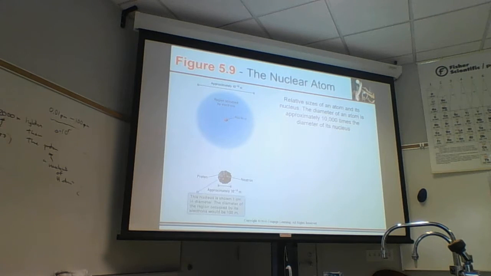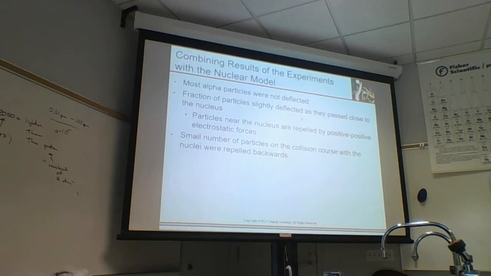Well, goal line to goal line. Yeah, okay. That's goal line to goal line, not the end. Diameter of an atom is approximately 10,000 times. Okay, combining results of the experiments with the nuclear model.